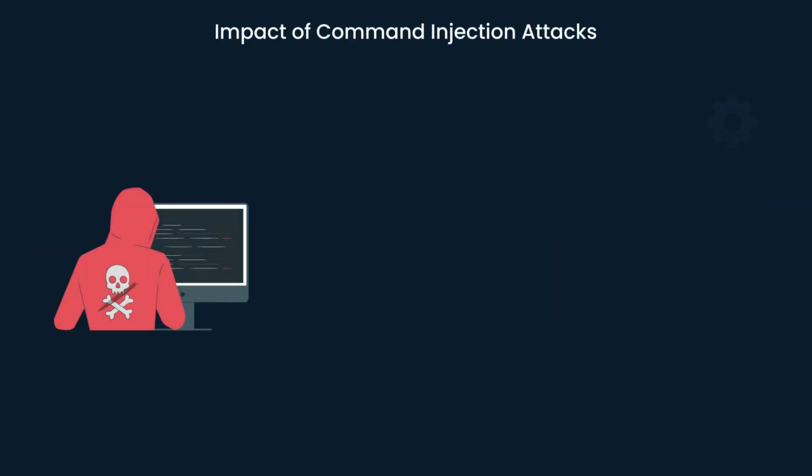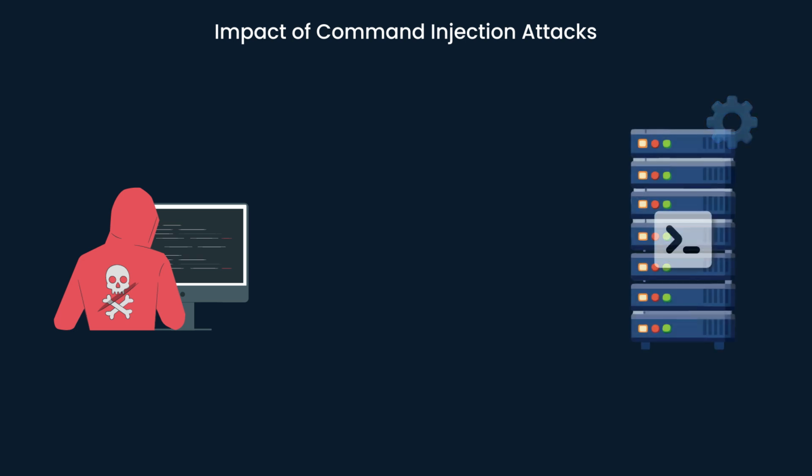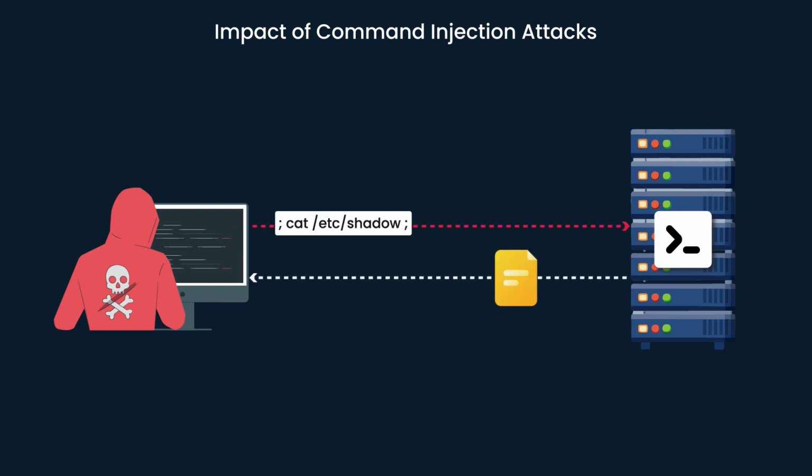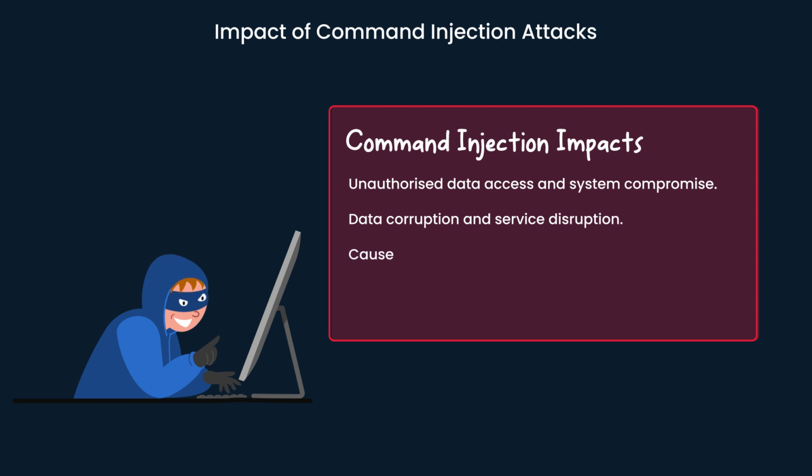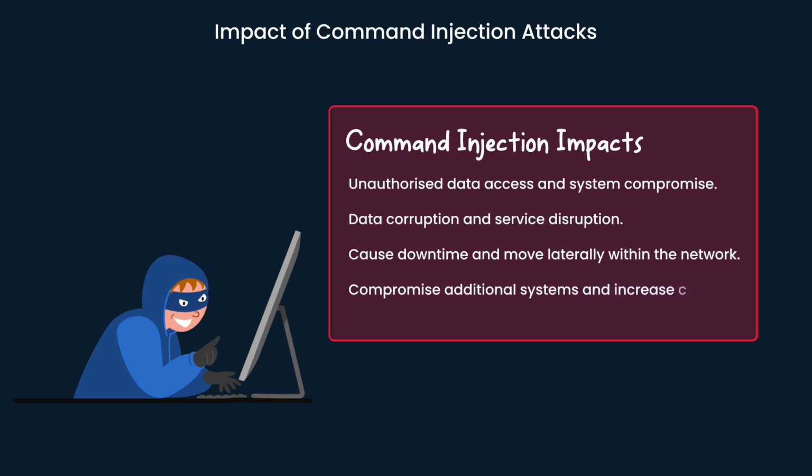Command injection vulnerabilities allow attackers to execute arbitrary commands on a system, install malware and crash services, view, modify, or exfiltrate sensitive information. This leads to unauthorized data access and system compromise, data corruption and service disruption, cause downtime, and move laterally within the network, compromise additional systems and increase control.